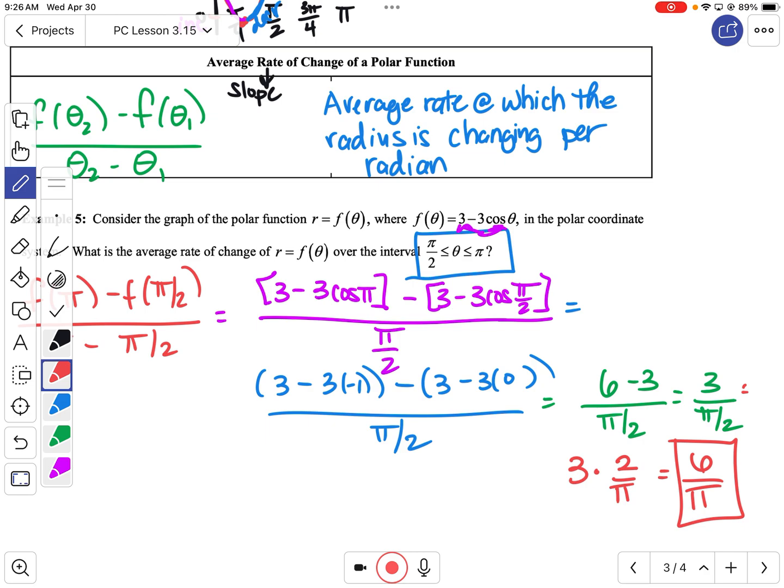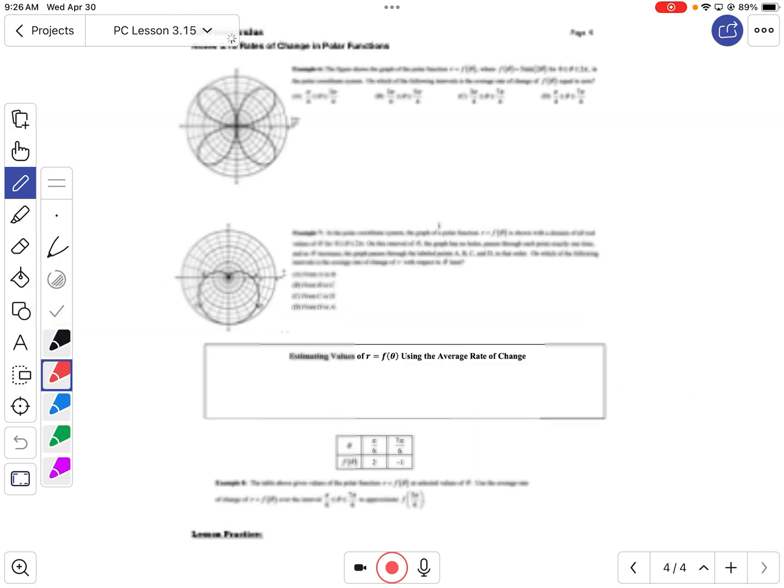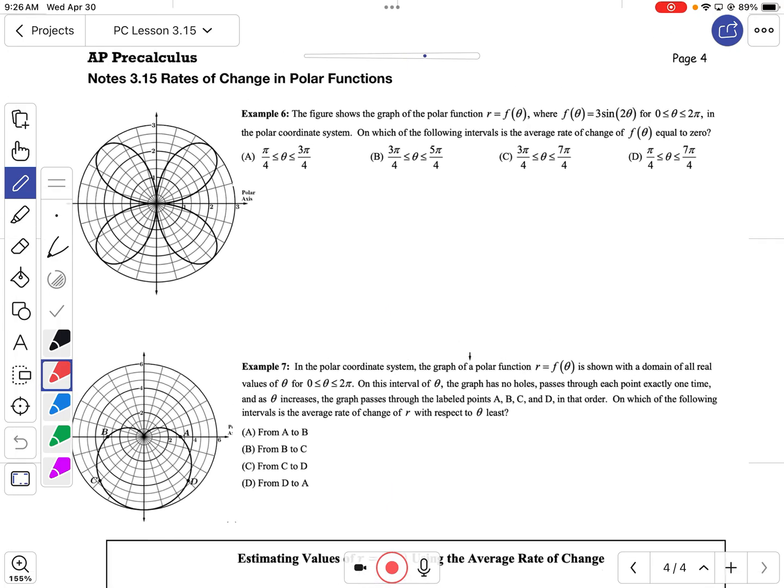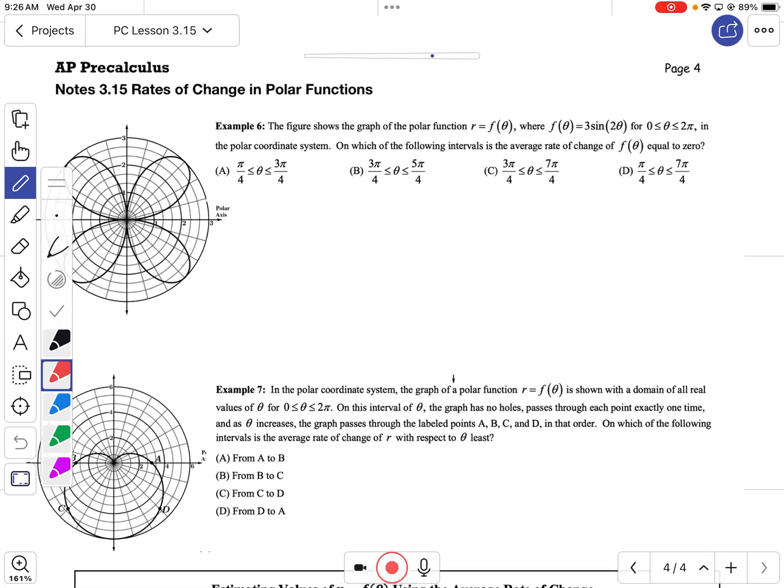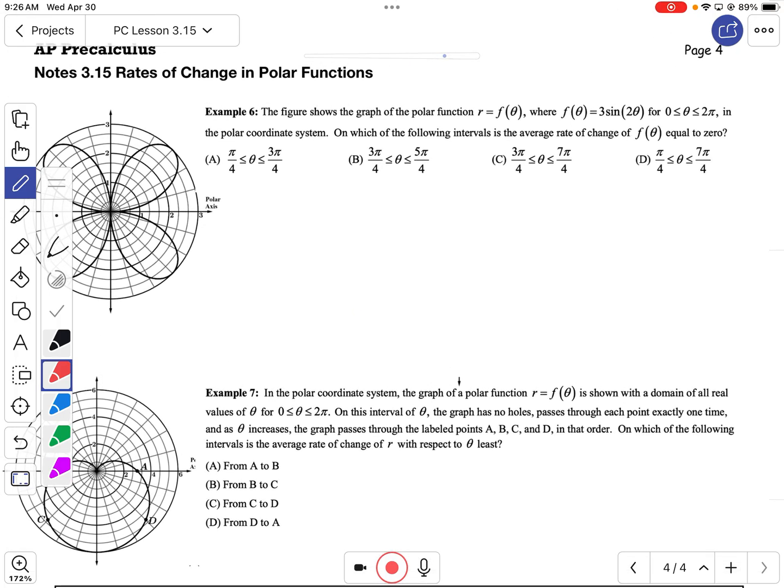So question about that. Just our slope. Let's look at some ways they can ask questions about average rate of change that aren't just find the average rate of change. Because, you know, they couldn't be that kind. They had to make it complicated, right?